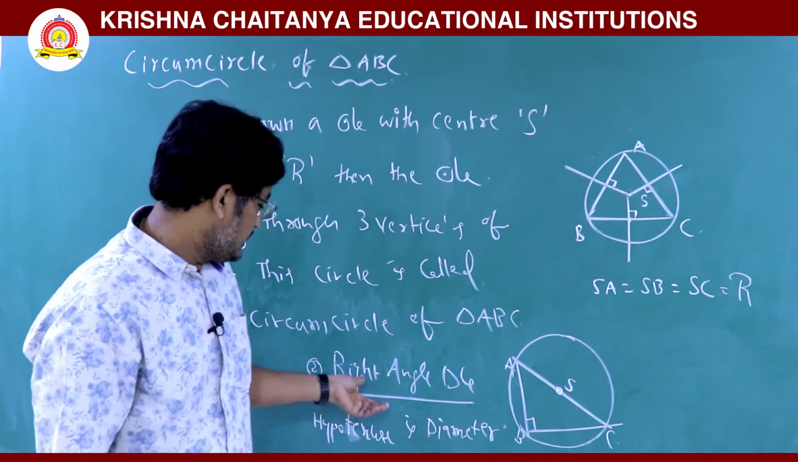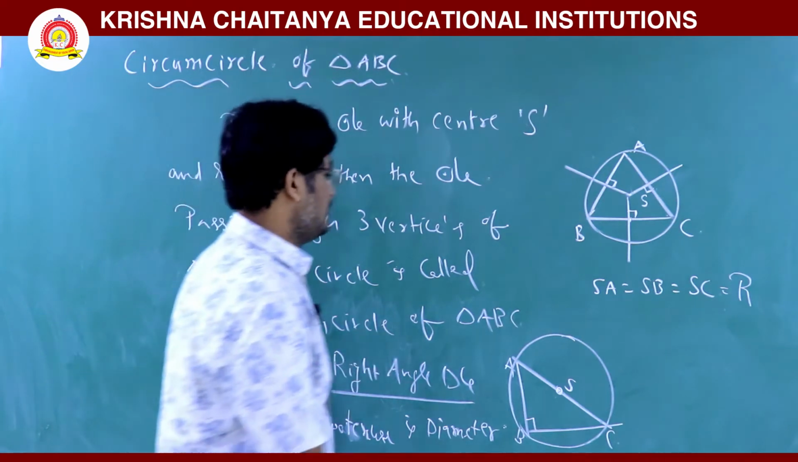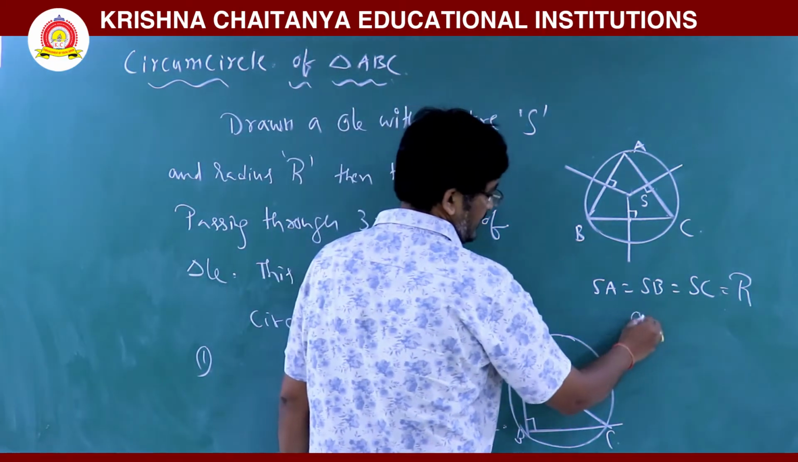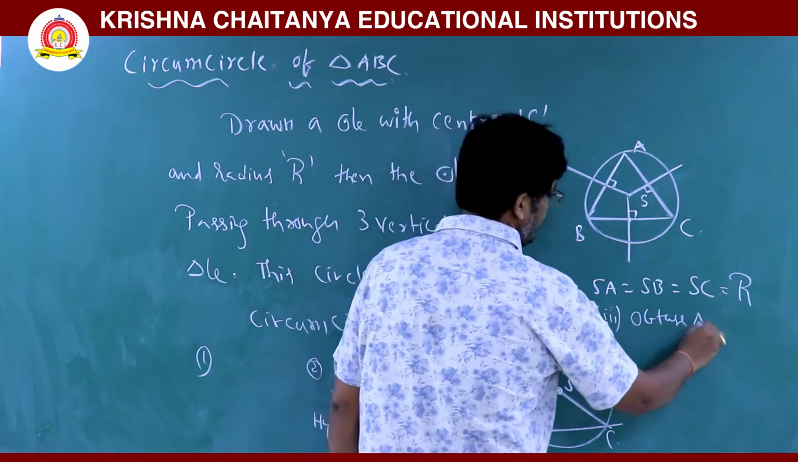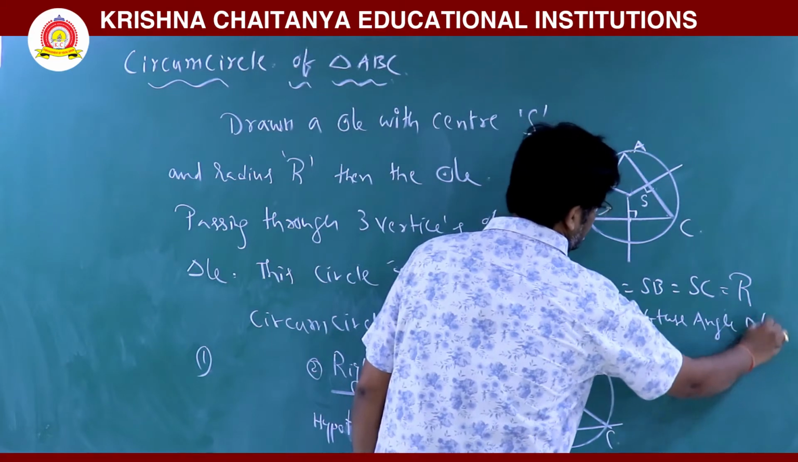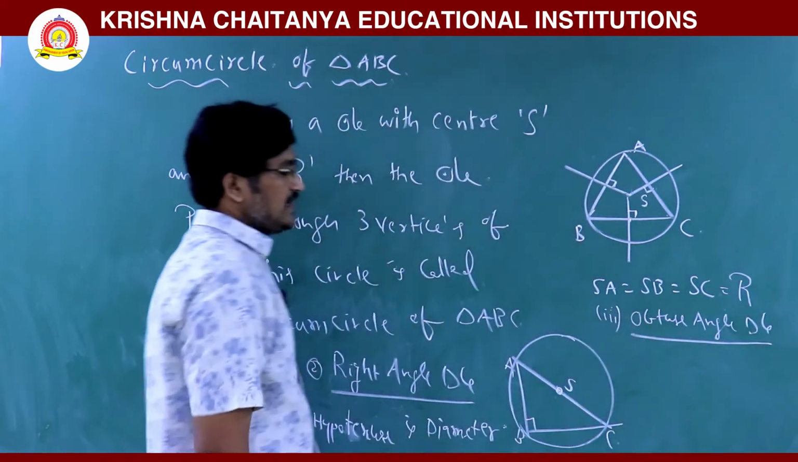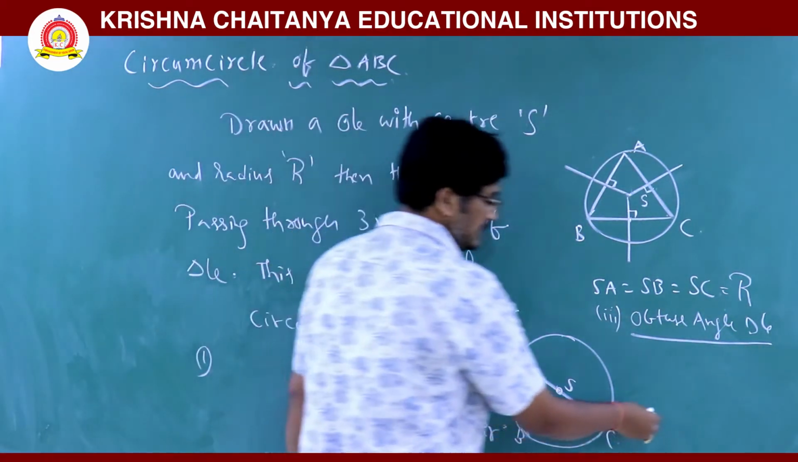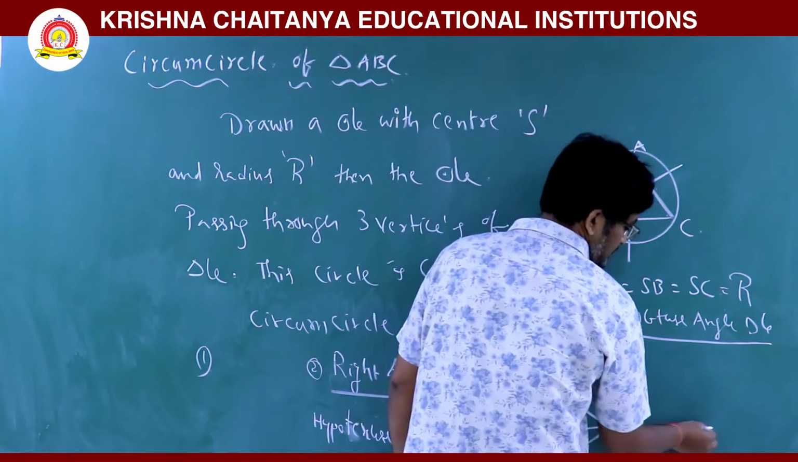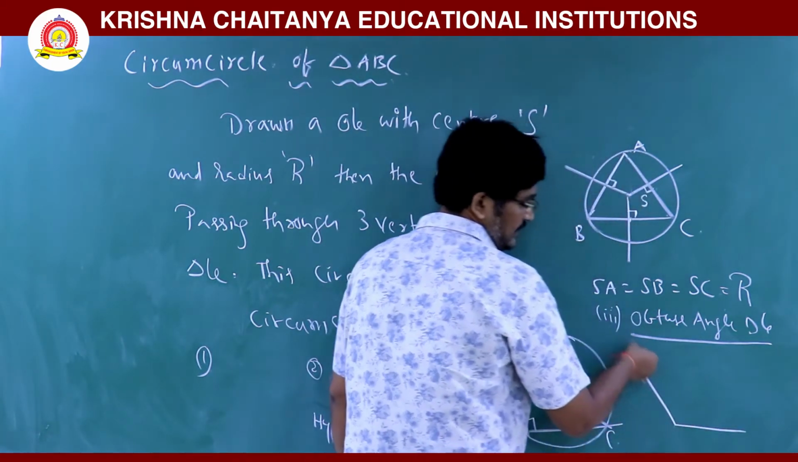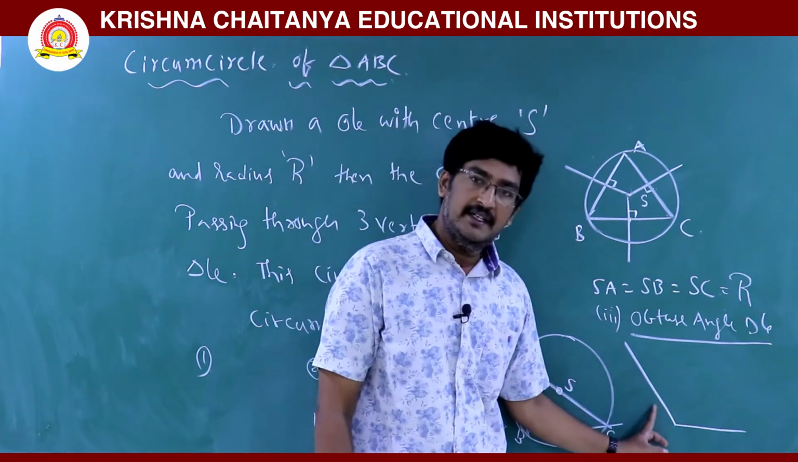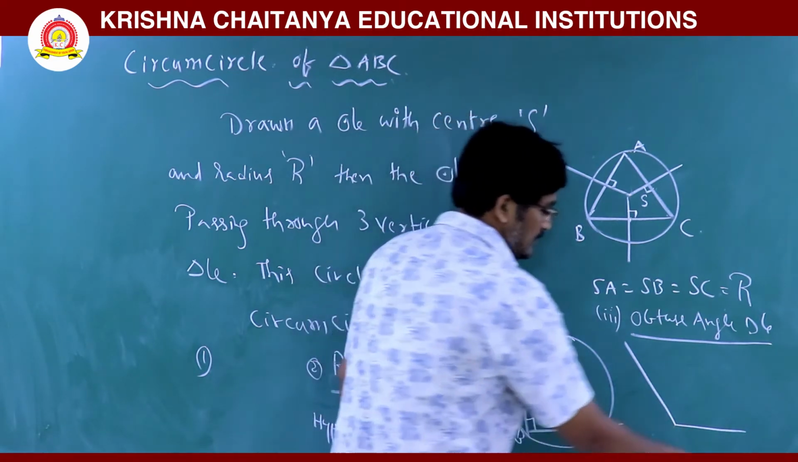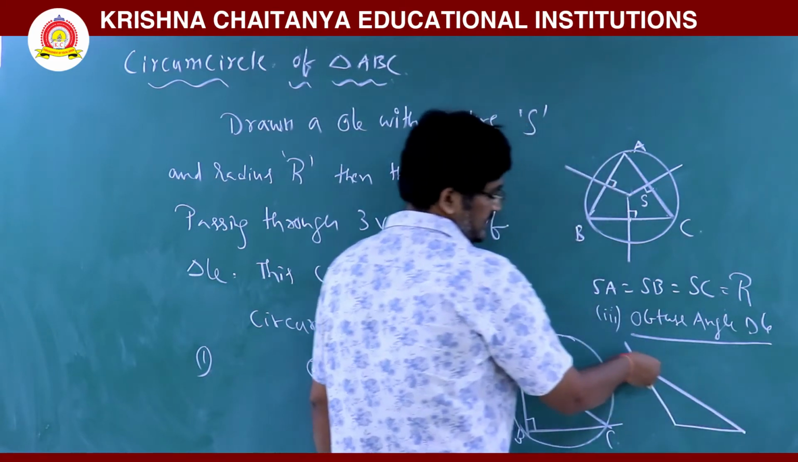Suppose you take an obtuse angle triangle, the third one. Suppose you take an obtuse angle triangle like this. See here, this is an obtuse angle triangle. The angle between these two sides is more than 90. It is clear. So, this is the third side.